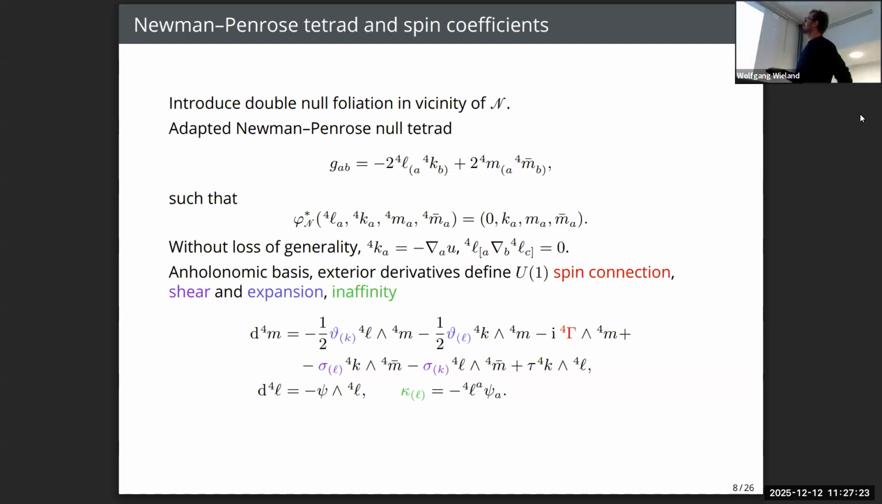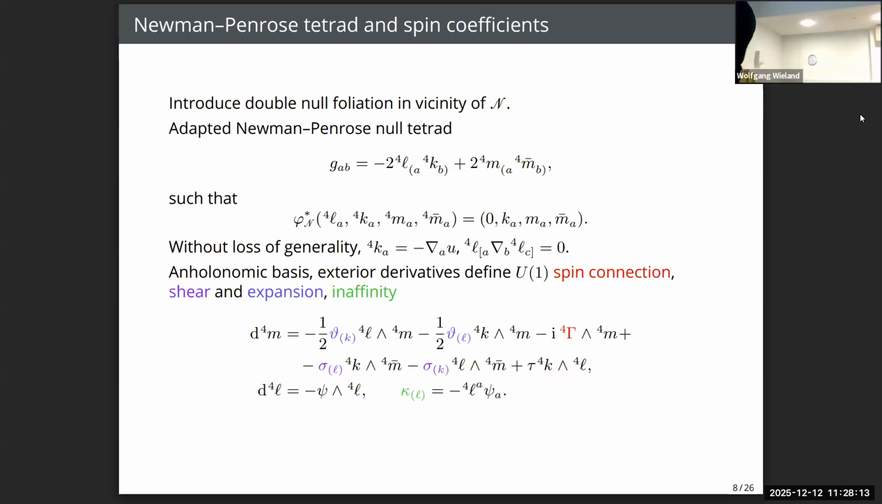For that reason, it is useful to take exterior derivatives of these covectors. For a generic null hypersurface, this will be an anholonomic basis, so the exterior derivatives of M and M bar will actually be non-vanishing. The coefficients that appear if you take this two-form and expand it in the basis vectors have a simple geometric interpretation. These components are the expansion of K and L, and these other components define the shear of the two null directions, L and K. And gamma plays the role of a U(1) spin connection that gauges the freedom we have to rotate M and M bar by a U(1) phase.